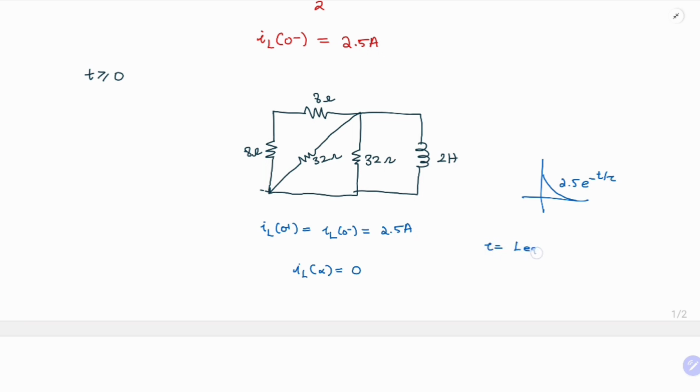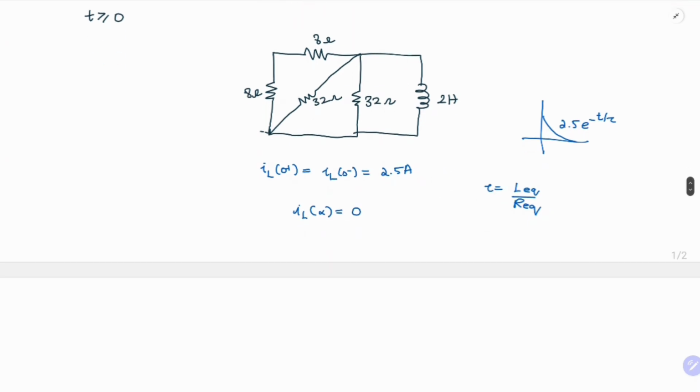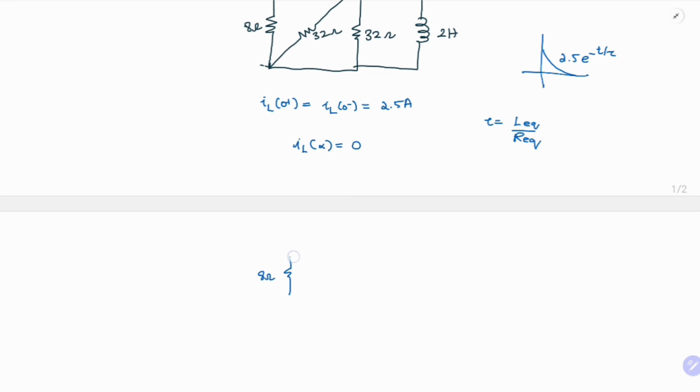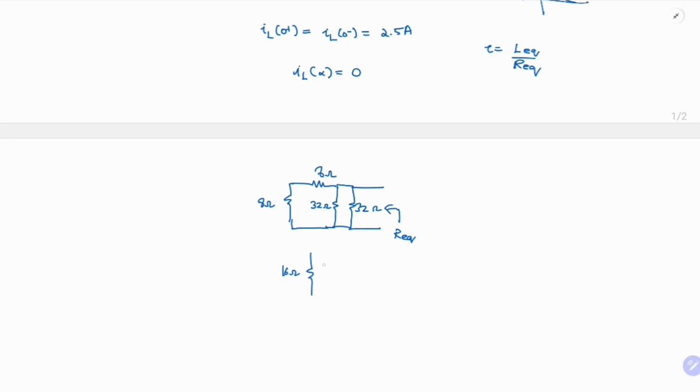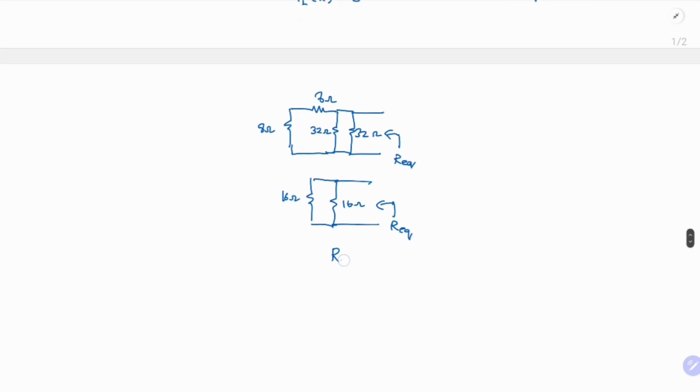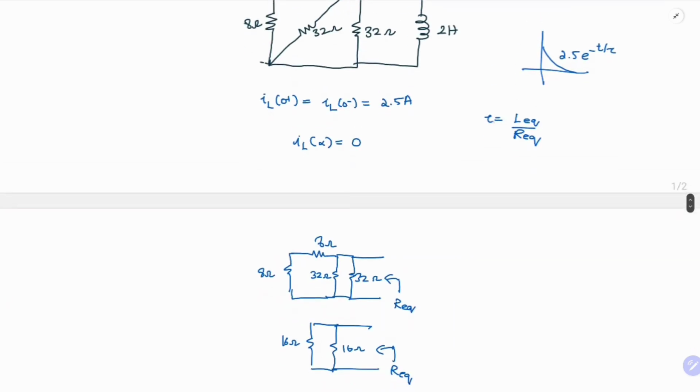Tau is nothing but L equivalent by R equivalent. So we just need to find R equivalent from this circuit. You have 8 ohm, another 8 ohm, and 32 ohm, and 32 ohm. The 8 and 8 in series give 16 ohm, and 32 in parallel with 32 is 16 ohm. So your R equivalent is 16 ohm in parallel with 16 ohm, which is equal to 8 ohm. So your tau is 2 Henry by 8 ohms, which is 1 by 4.